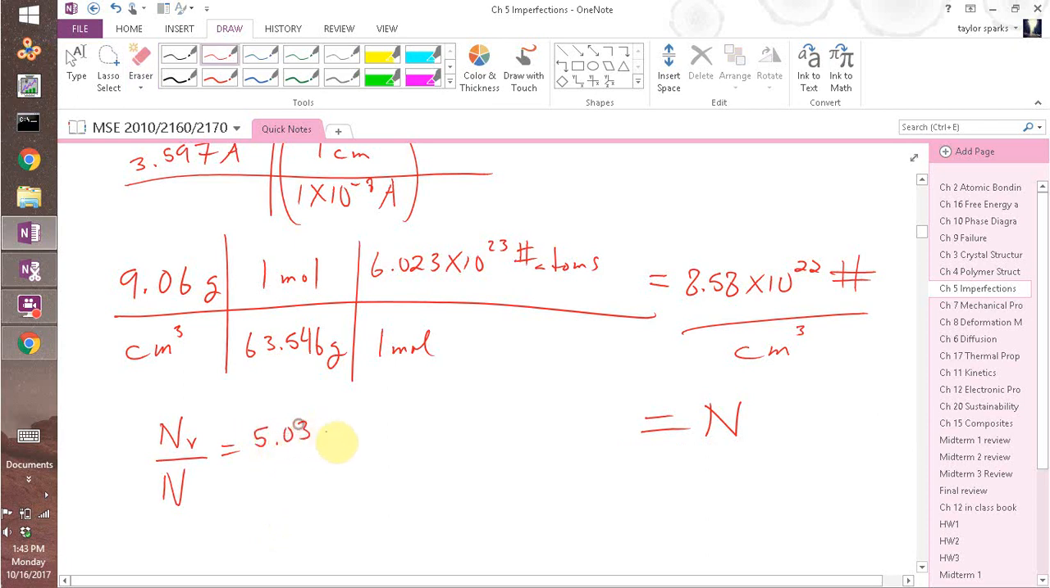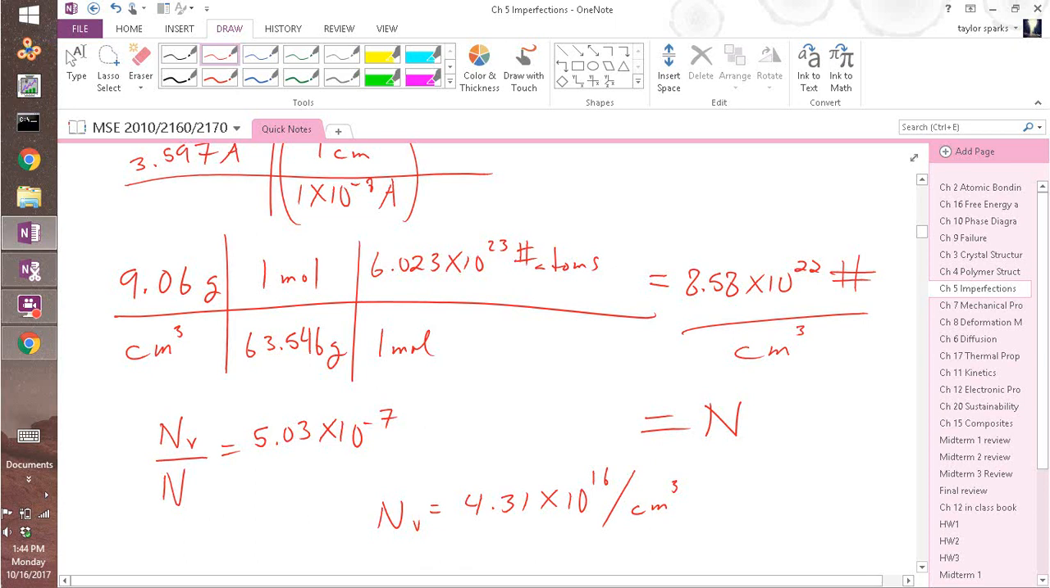Yeah, you're going to solve for NV. 5.03 times 10 to the negative 7. Solve for NV and you get, what are we getting? 4.31 times 10 to the 16. So that's how many vacancies there are per cubic centimeter.